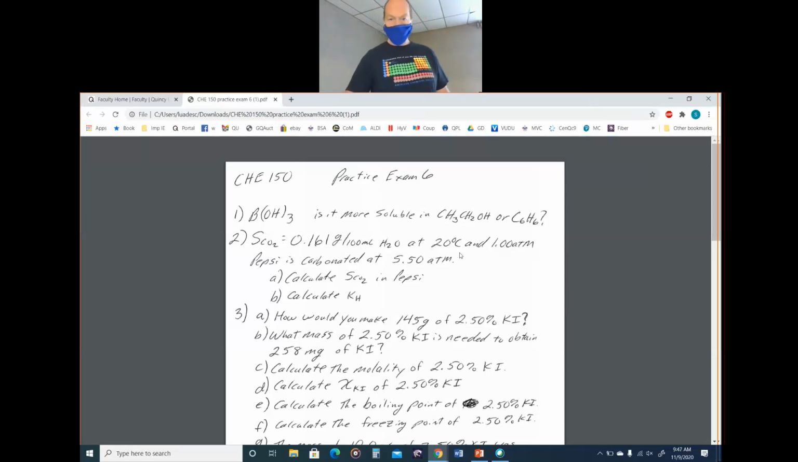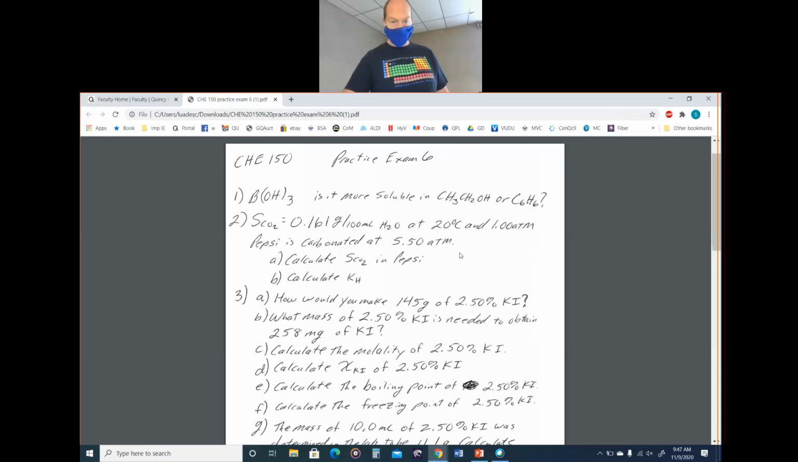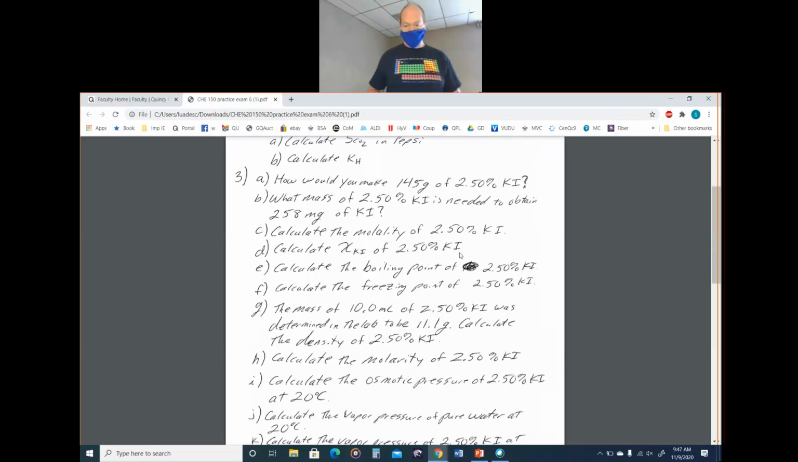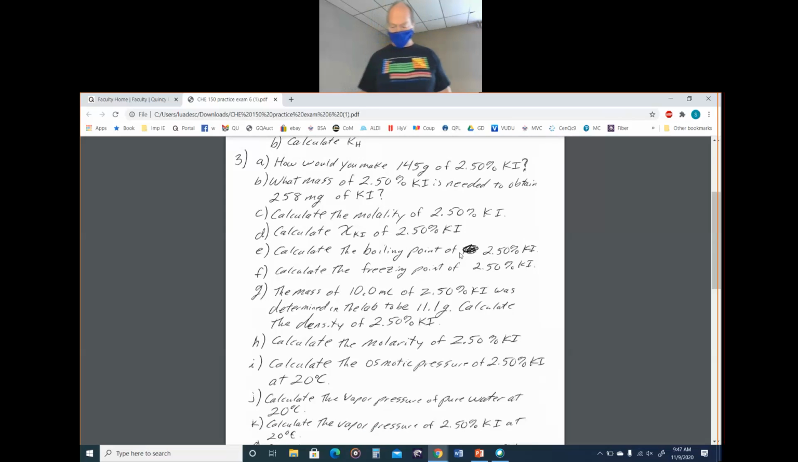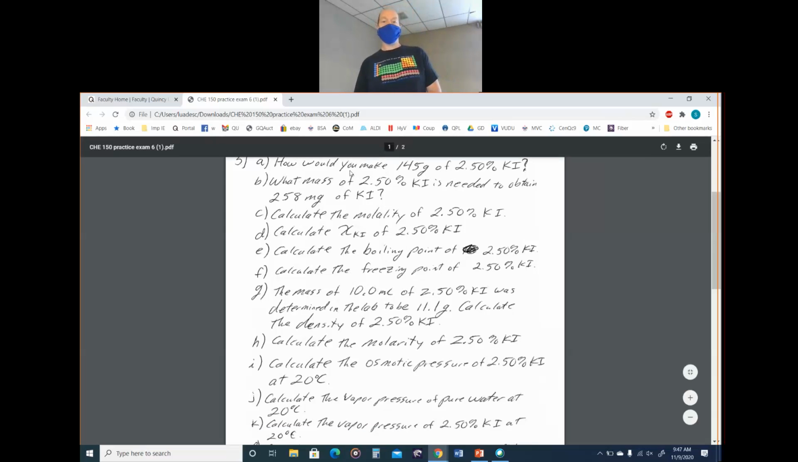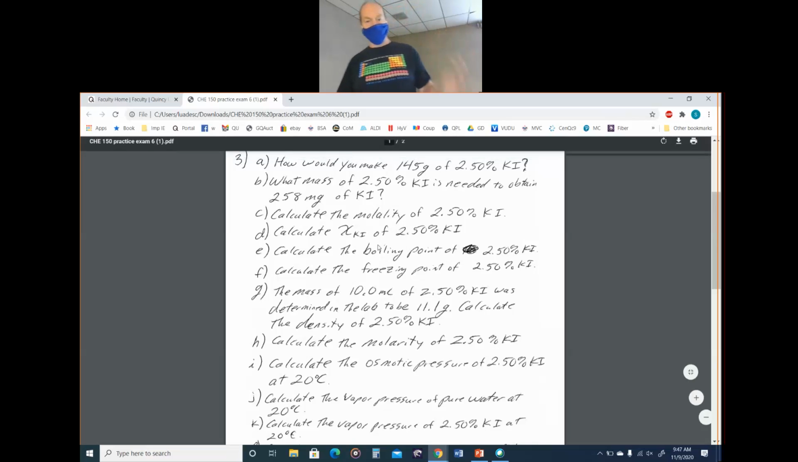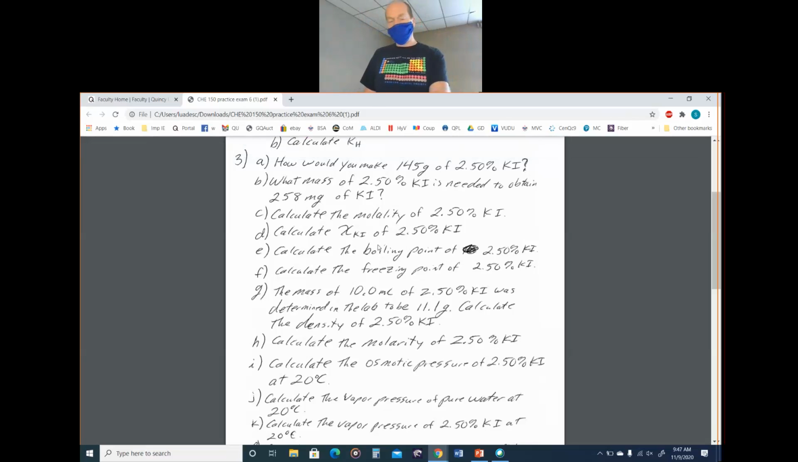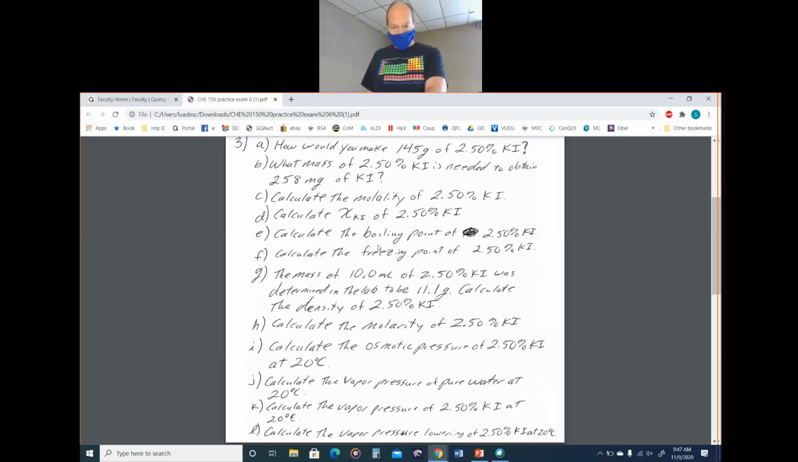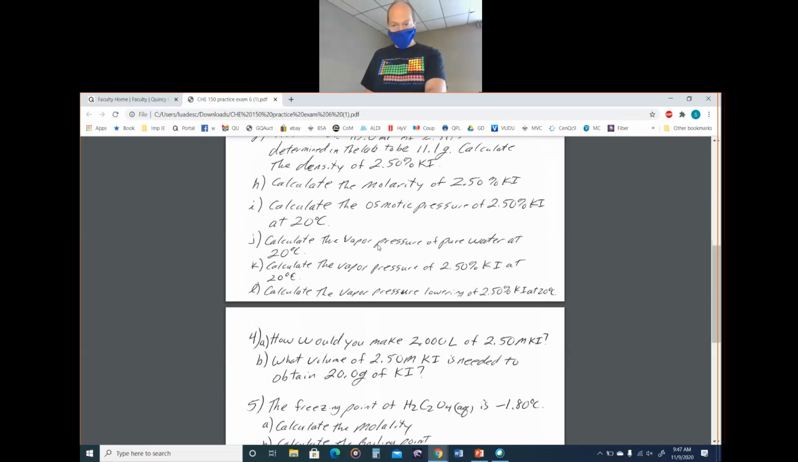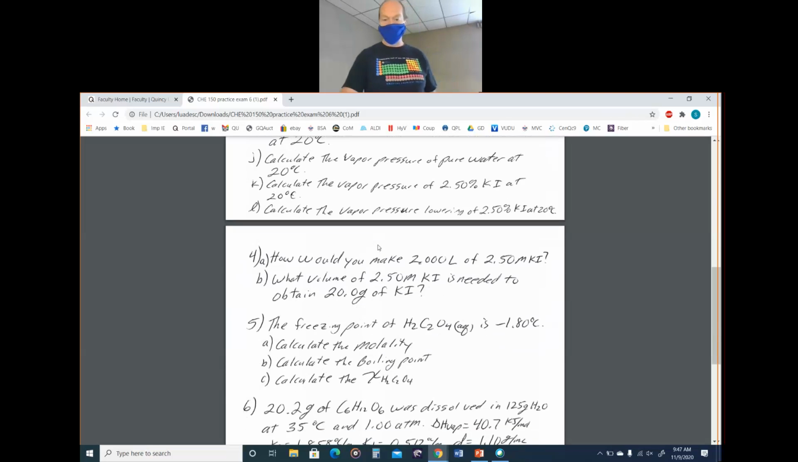All right, so practice exam 6. You'll notice problem 3 is probably going to take us a whole class period. This is the hard part of the test, when you are calculating all of the different concentrations: molarity, molality, mole fraction, mole percent, percents by mass, percents by volume, percents by mass volume. Lots and lots of different kinds of concentrations.